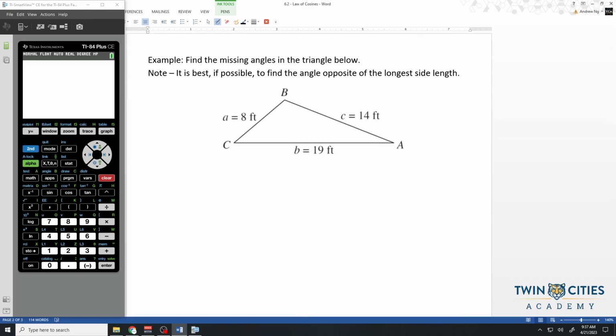The first is this one here. Find the missing angles in the triangle below. So I have all three side lengths. I've got A is 8 feet, B is 19 feet, and C is 14 feet. Now note, it is best, if possible, to find the angle opposite of the longest side length first. So the longest side is 19, that's B. So what I'm going to do is I'm going to find angle B right here.